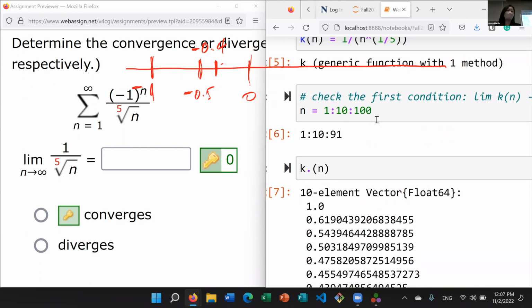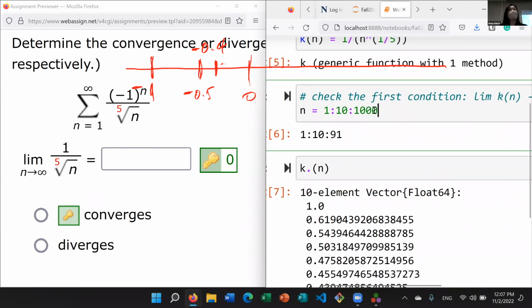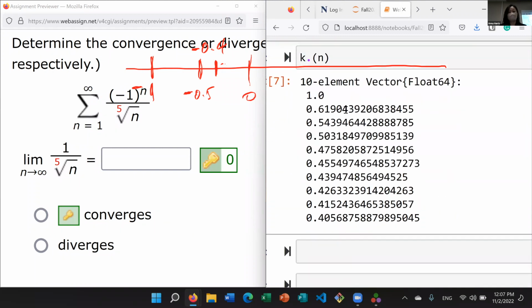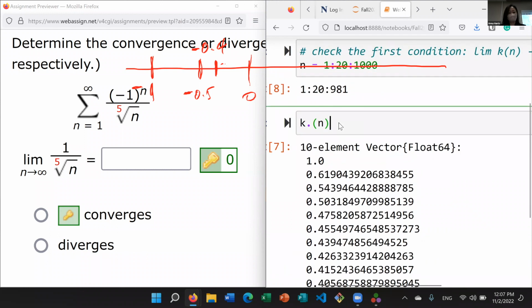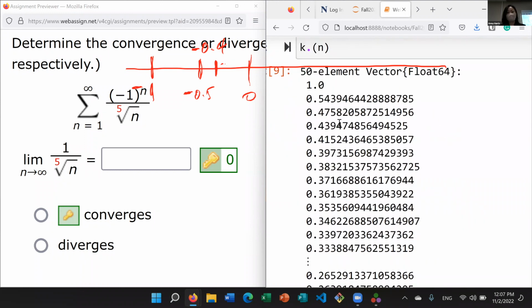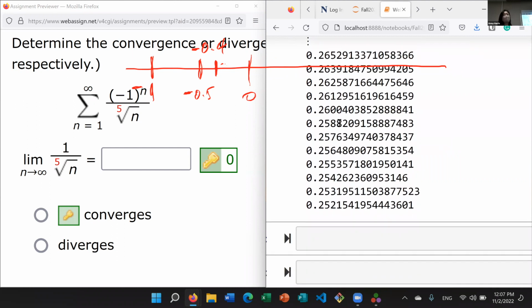You may say, I don't like this number, I want to see more. What can I do? Can I go all the way to 1,000? Do you want to still increment by 10 or a little more? How about 20? All right, I can definitely see it's getting smaller. Remember, the first number is 1, and it's getting smaller, smaller, smaller. So I can assume, yes, it will go to 0.